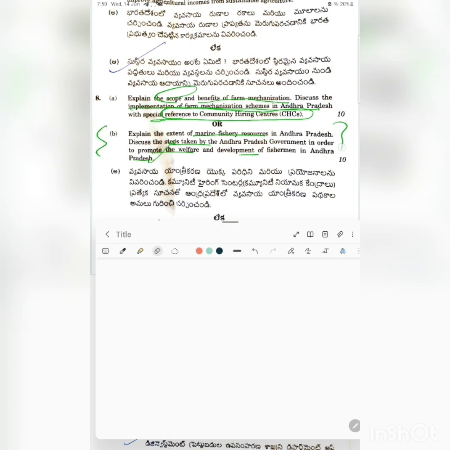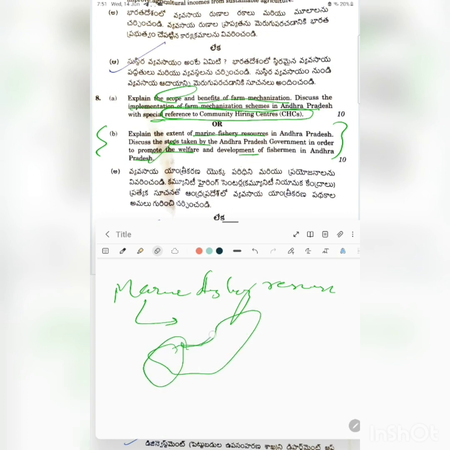See, this question is very easy if I had the answer for explaining the extent of marine fishery resources in Andhra Pradesh. If we had information about marine fishery resources, you need to have the geographical extent, like how much fish is produced in aquifers, what the regions are, and what targets the AP government is trying to achieve to improve its marine fisheries. So this is the extent of marine fishery resources in Andhra Pradesh.